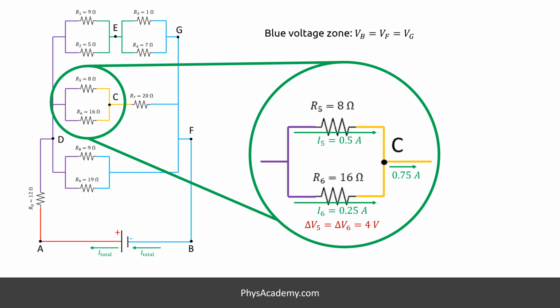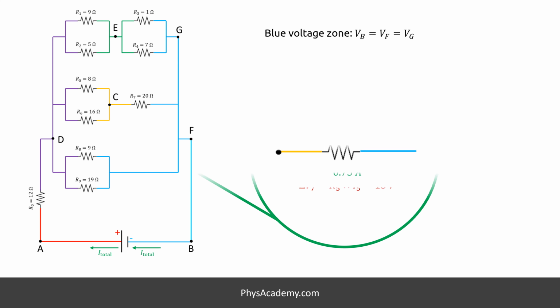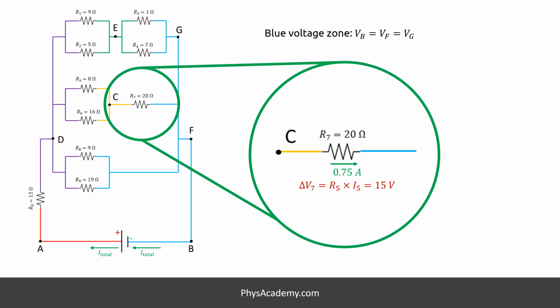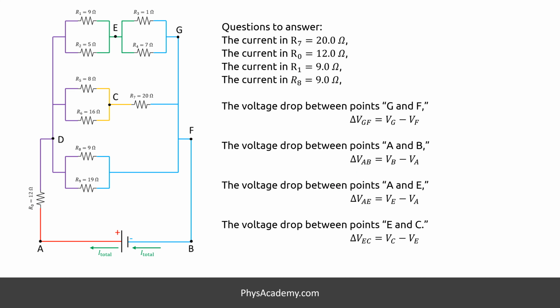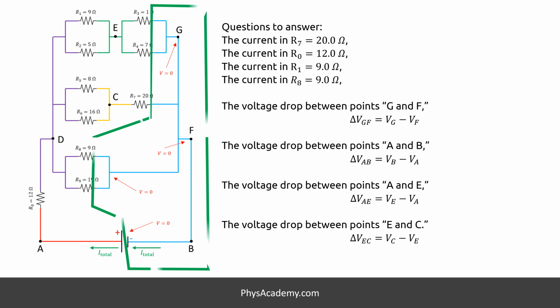In this case, the voltage drop from left to right is 8 times 0.5, which is 4 volts. Focusing on R7, we know I7 is 0.75 amps. Using Ohm's law we can calculate the voltage drop across R7 as 15 volts. Let's summarize so far what we know. Assuming the negative side of the battery is at 0 volts, or 0 electric potential, we know B, F, and G are at 0 volts.